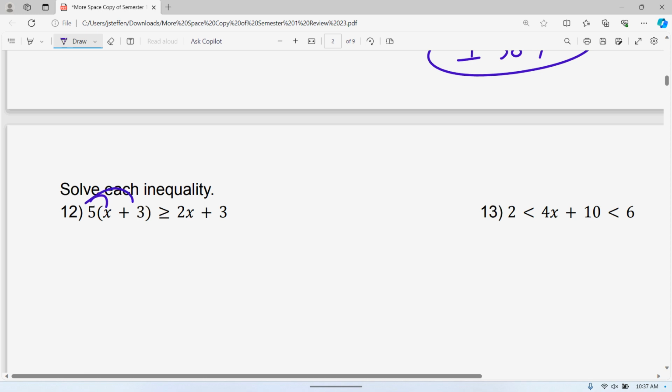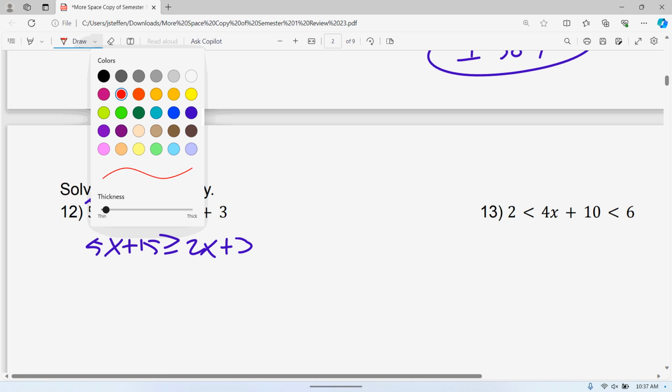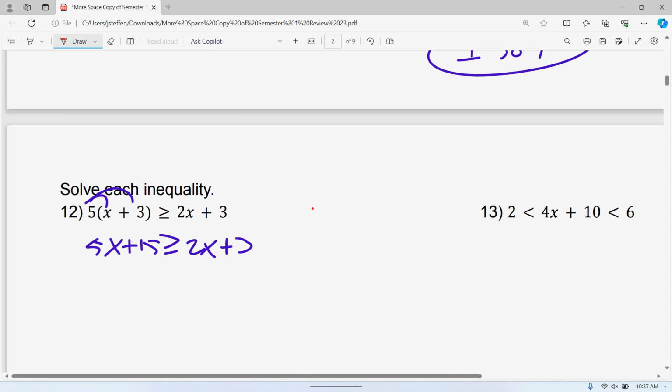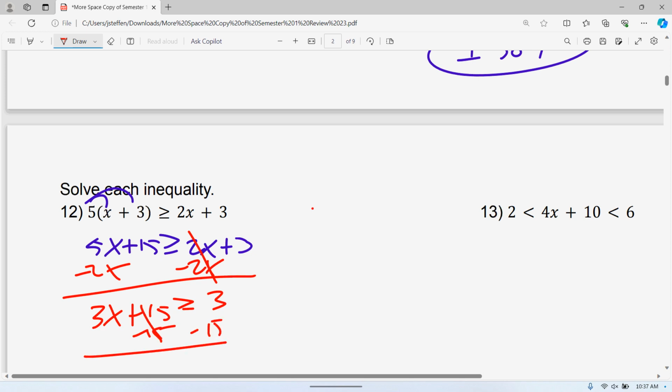To multiply or divide by a negative, you need to flip your sign. That's the only thing you have to remember. It's the only thing different. So 3x plus 15 greater than or equal to 3. Subtract 15. 3x is equal to 12. X is equal to 4.